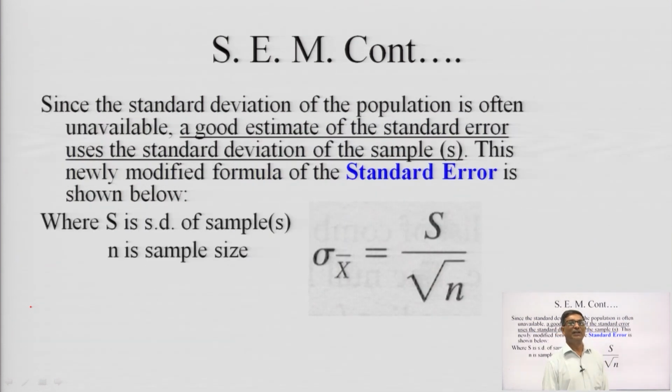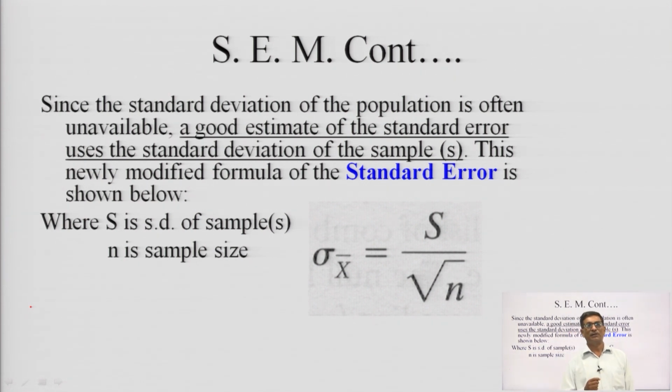Since the standard deviation of the population is often unavailable, a good estimate of the standard error uses the standard deviation of the samples. So, this is the newly modified formula of the standard error. It is shown as standard error of mean equal to s by root n.